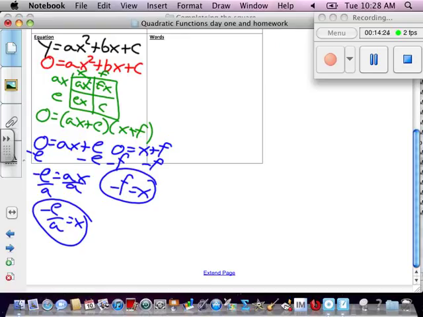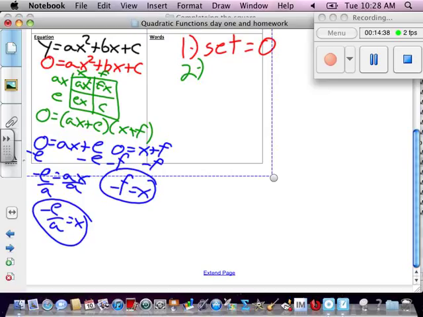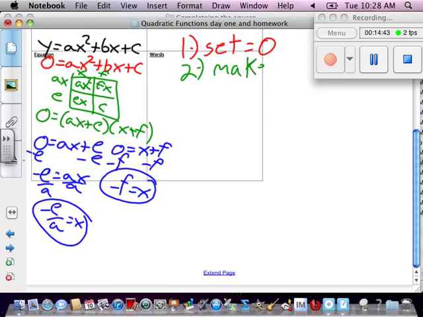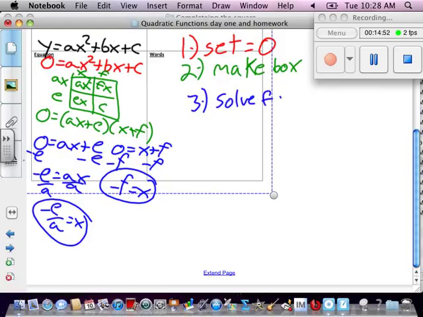All right. Ready for the words? For the steps? Hold up. Okay. Step 1. Set equal to 0. 2. Make box. 3. Solve for x, we'll say. You guys know how to do that part. Step 4.